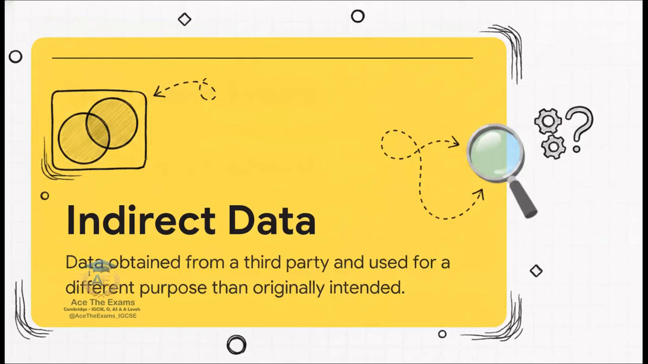All right, now for that crucial examiner clue I teased just a minute ago. Take a really close look at this definition of indirect data. This is data obtained from a third party, but here is the absolute most important part you need to remember. It is used for a totally different purpose than originally intended. That distinction right there, that is the exact trap examiners love to lay for you.